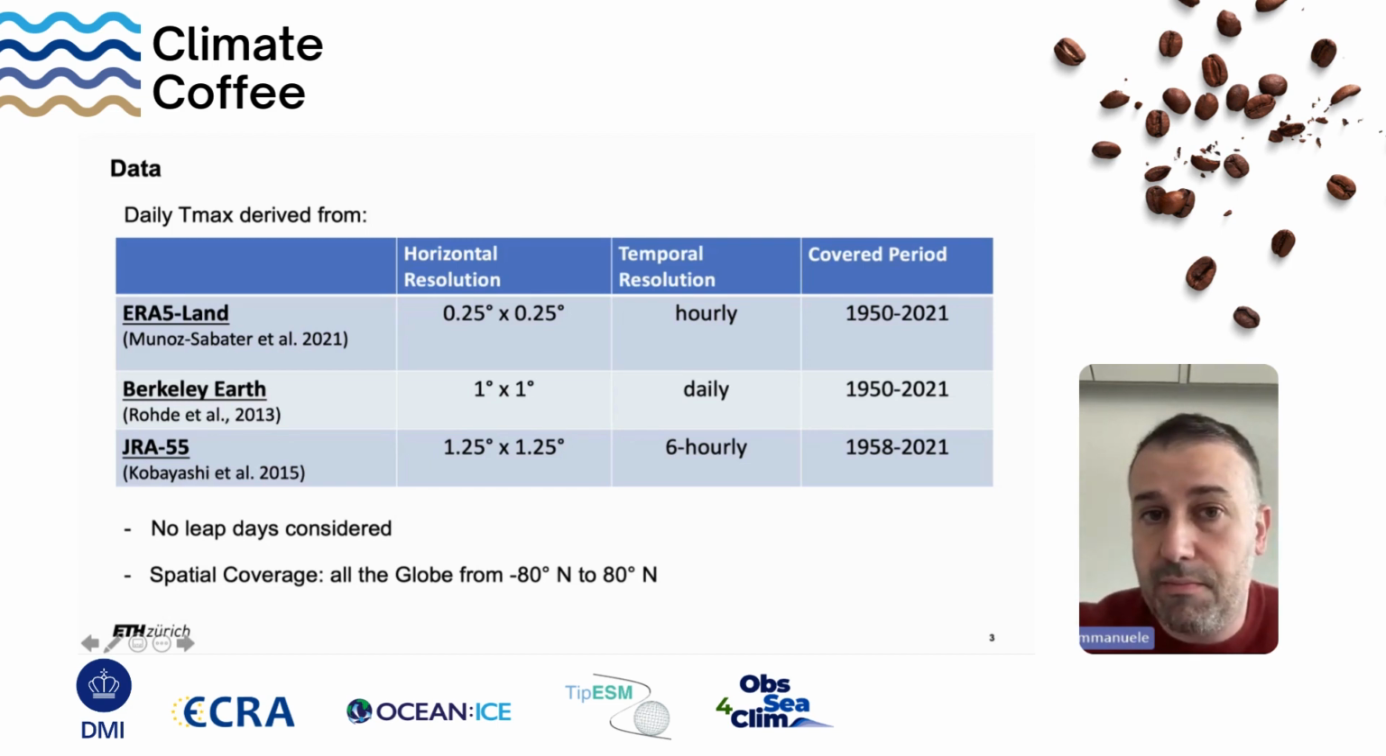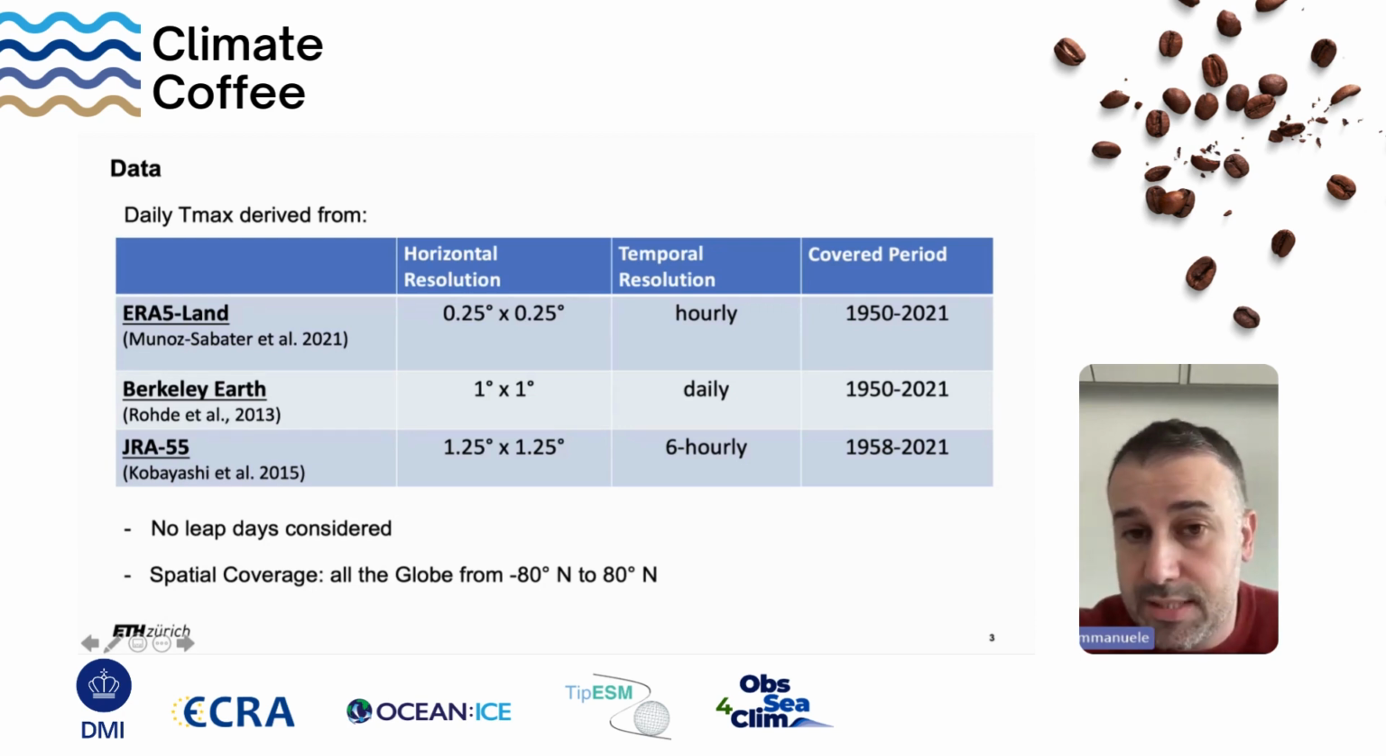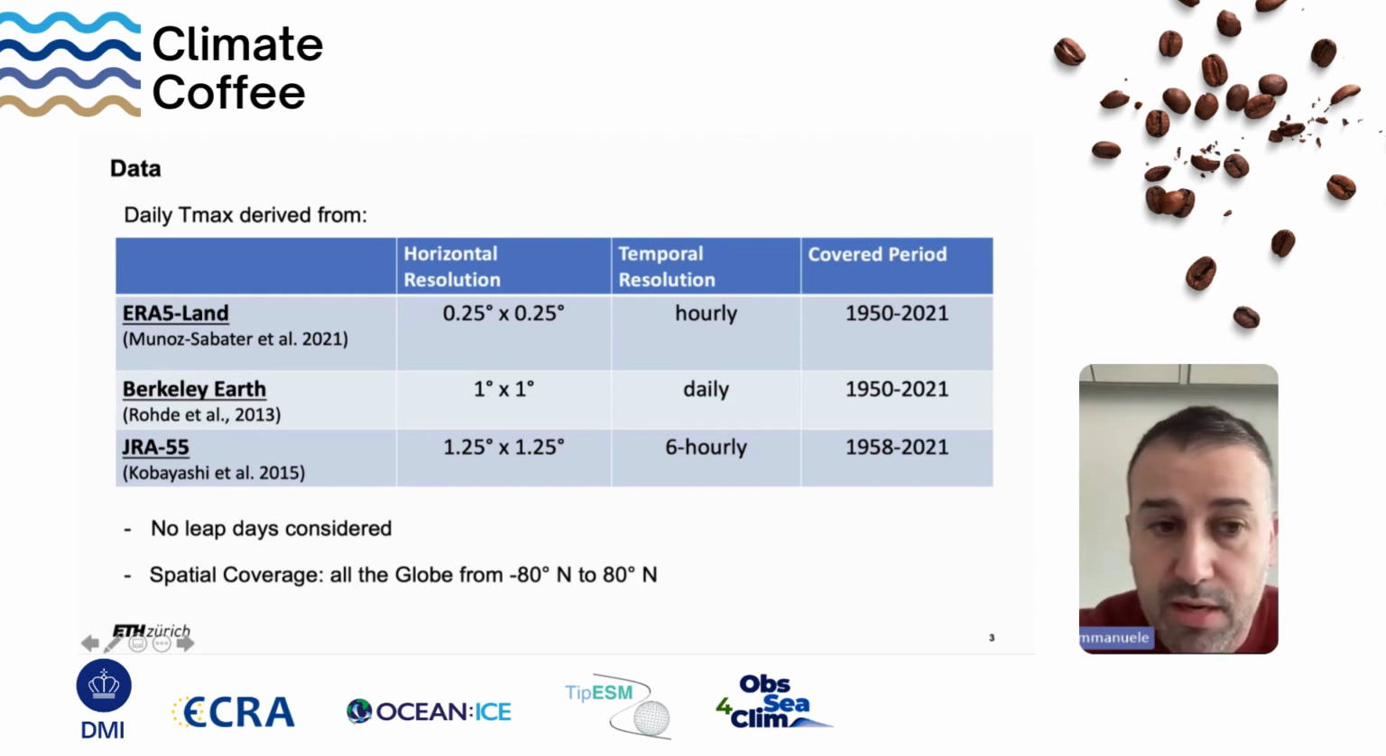The input data that we use have a spatial horizontal resolution of 0.25 degrees over longitude and latitudes. Their initial temporal resolution that we use to derive maximum daily temperatures is an hourly resolution, and the data are available for the period 1950 to 2021. Then for comparison and evaluation of this dataset in terms of daily maximum temperatures, we also use the Berkeley Earth observational dataset. It has a coarser resolution of 1 degree. The data are provided directly with daily outputs. And again, it is available for the entire period 1950 to 2021.